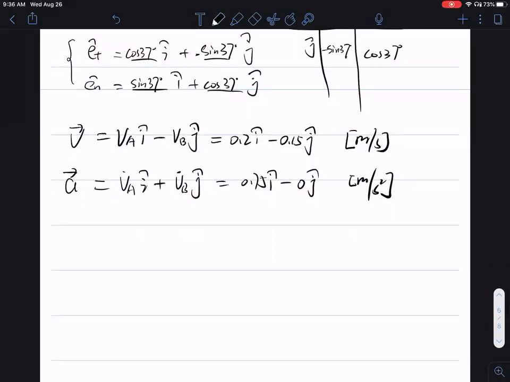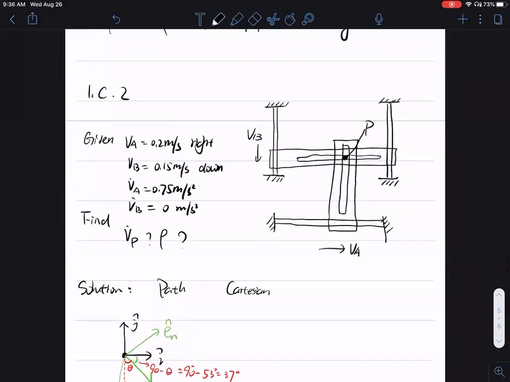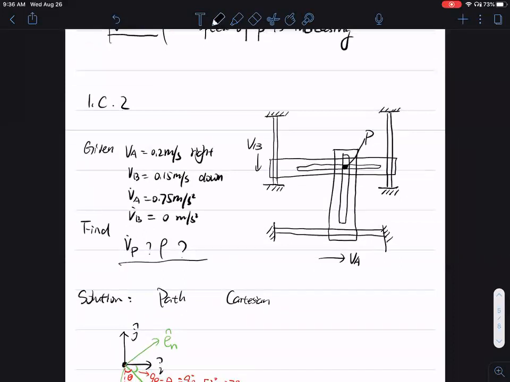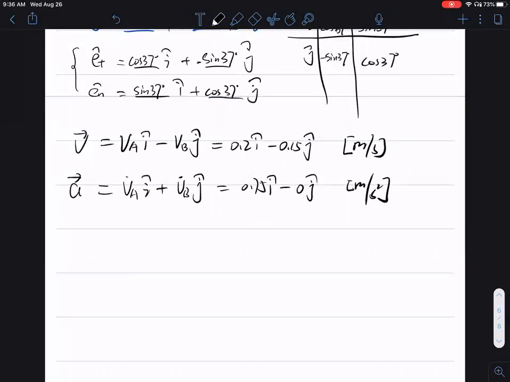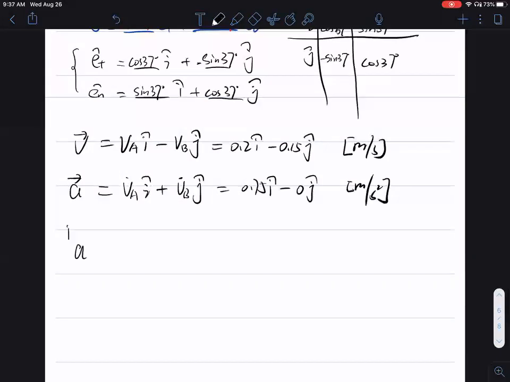Okay, next, since we are looking for what is VP dot and rho, that's from path coordinate system. You saw those two terms in the acceleration equation under path coordinate system. So let's write out, we don't know them, but we can write out the equation under path. That is V dot ET plus V squared over rho EN, right? Remember that? That looks familiar. So that's the acceleration of that particle under path coordinate system.